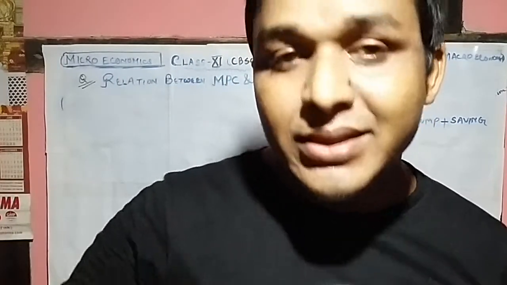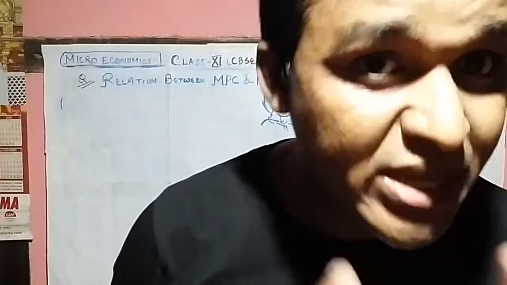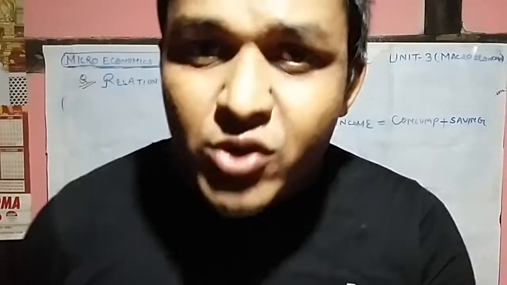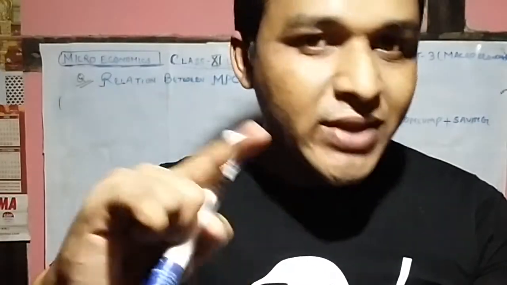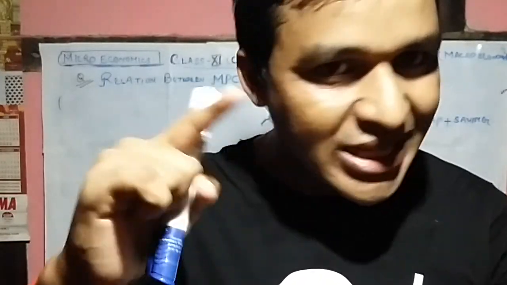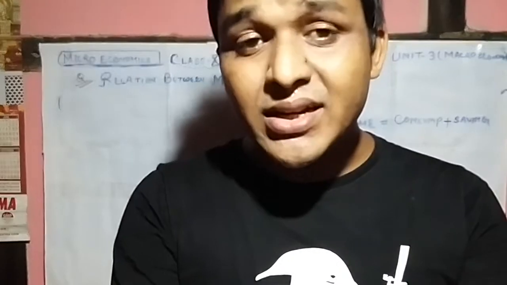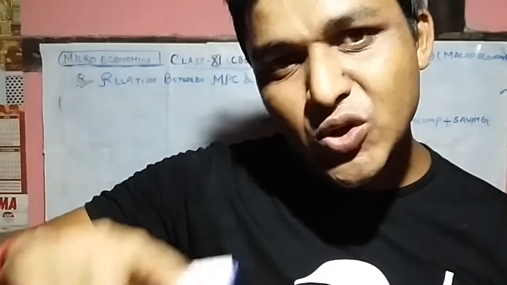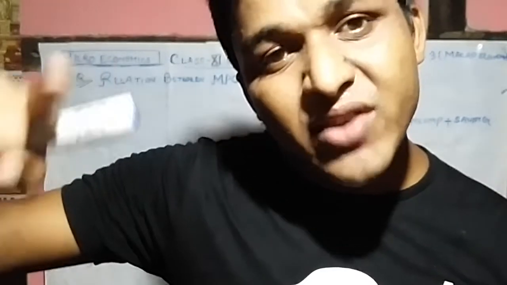Before starting this topic, let us take an example and try to explain what MPC and MPS are. This is very important. If you have an income, what will you do? Out of that income, you will make some expenditure on consumption, and the rest of the amount that remains, you will invest in saving. So what equation do we get? Out of my income, I will spend some on consumption, and the rest will go to saving.